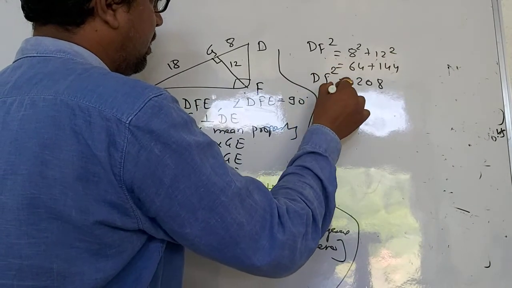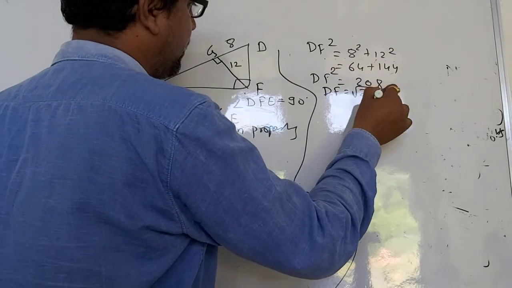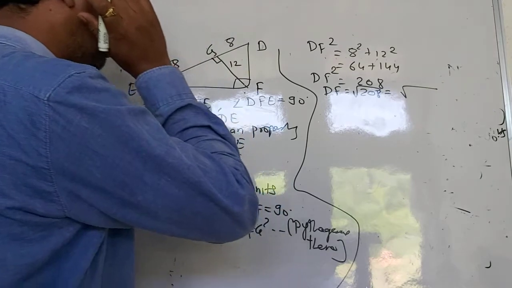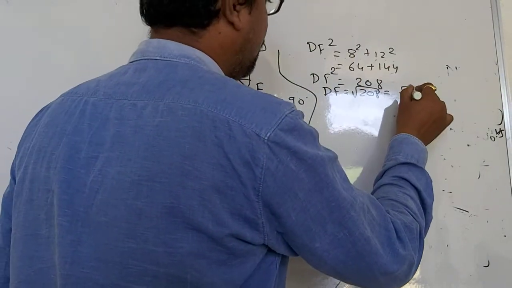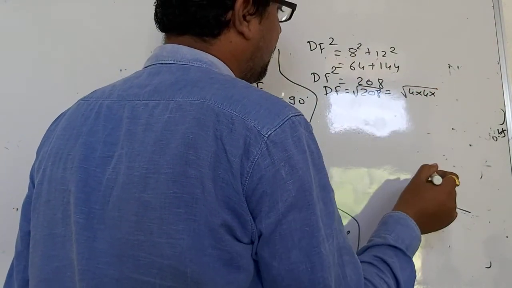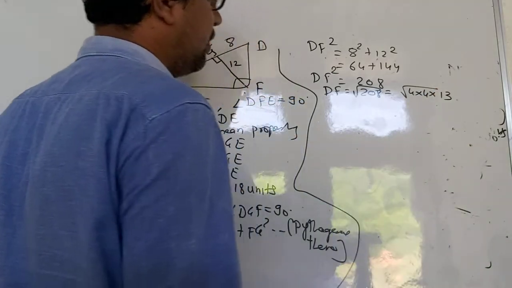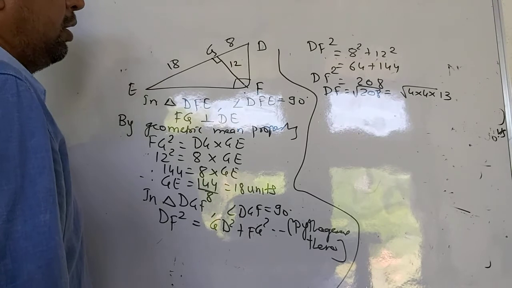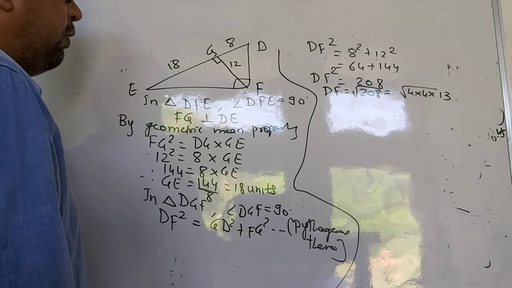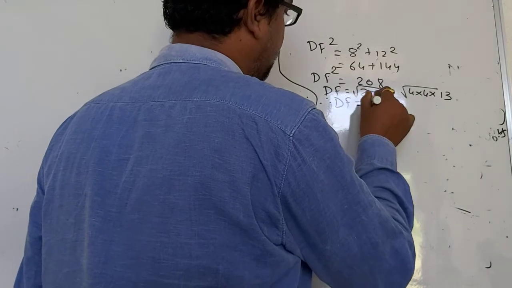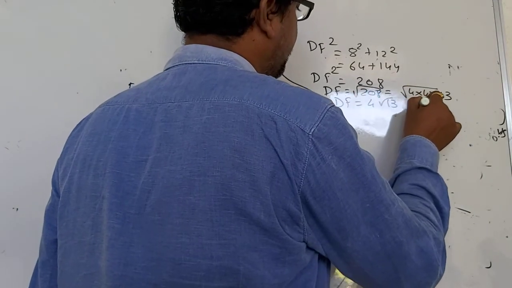Taking its root, DF is equal to root 208, that is 4 into 52, means 4 into 4 into 13. 4 13s are 52. Again we can divide by 4, so in this way we will get, therefore DF is equal to 4 root 13 units.